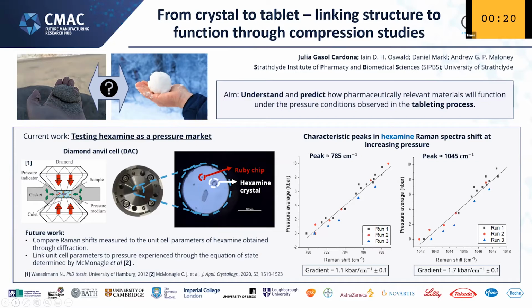Therefore, the next steps now are to compare Raman shifts measured to the unit cell parameters of hexamine obtained through diffraction, and we will be able to link these to the pressure experienced in the cell through the equation of state determined by Charlie McMonagle in the paper cited below.